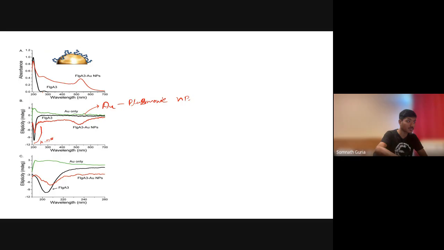Only over here we have the n to pi star and the pi to pi star transitions present, both combined together. And if you record it in the CD spectra, we found that only this flag A3, the peptide chain, is not active in the CD spectra in the 500 nanometer region, but it is active in the 200 nanometer region.